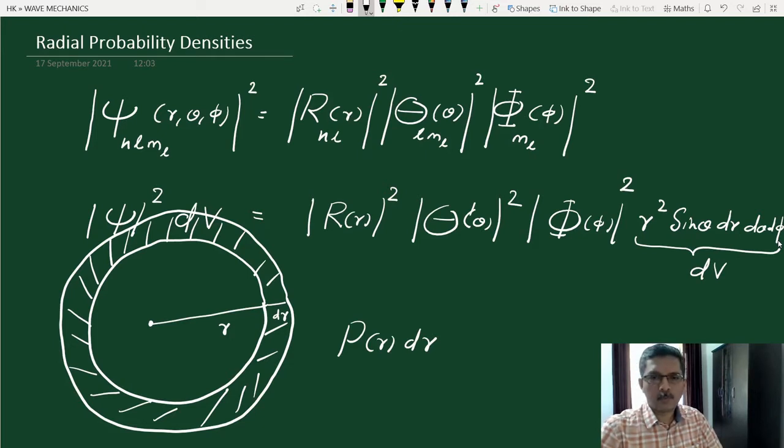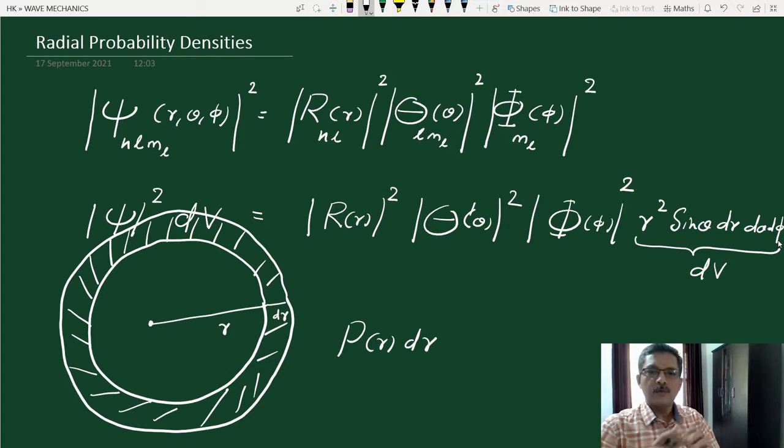So this is the probability of finding the electron at a radial distance between r and r plus dr from the nucleus. Or we can say the probability of finding the electron approximately at a distance r from the nucleus. But since r is a continuous variable, we cannot choose a particular r, we can only talk about the probability of finding the electron between r and r plus dr, or within a small interval dr around r. How do we find this?